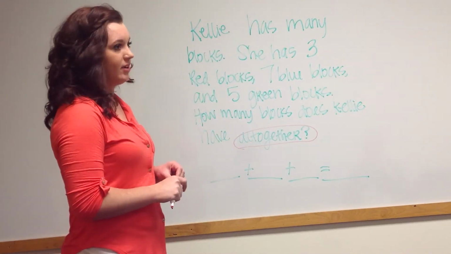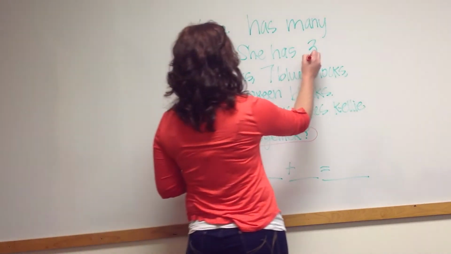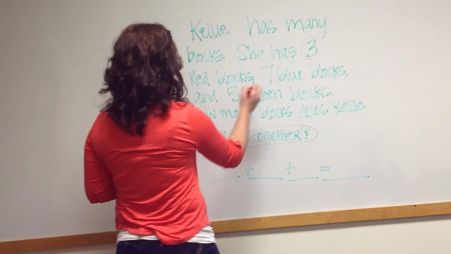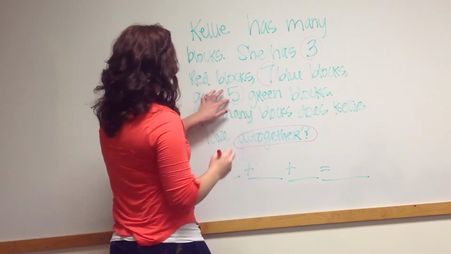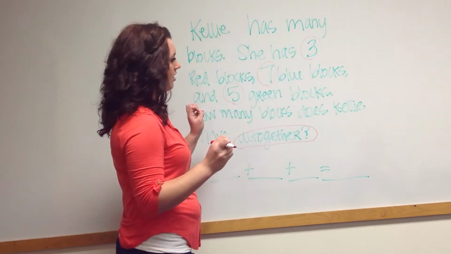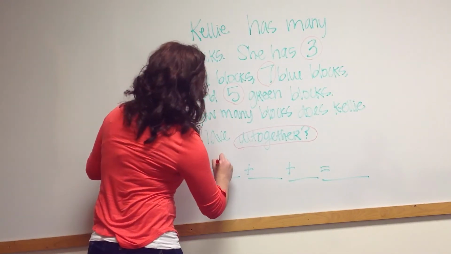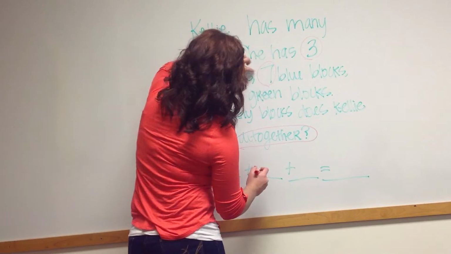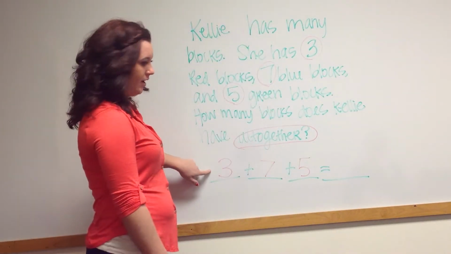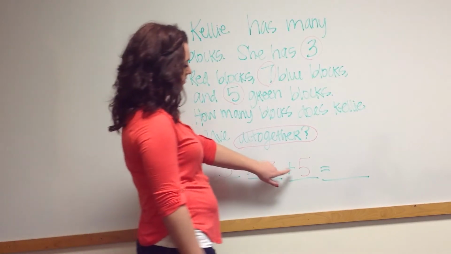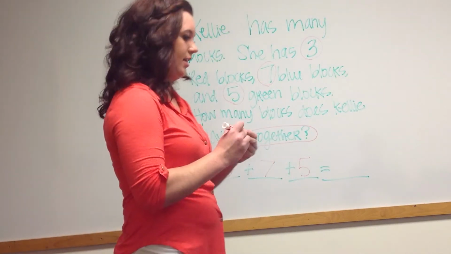Now, what 3 numbers are we adding together? 3. 7. 5. And we know that we're adding these 3 together because they're all similar. They're all blocks. Okay? So we're going to put those in our blanks. 3 plus 7 plus 5. So now we've set up our number sentence. 3 plus 7 plus 5. Now we have to find the answer. So we're going to use our counting blocks for that.